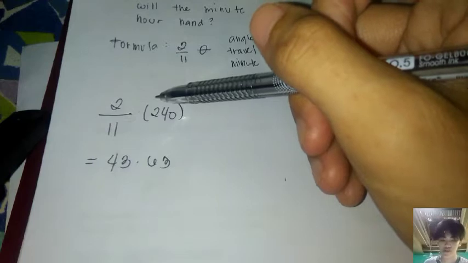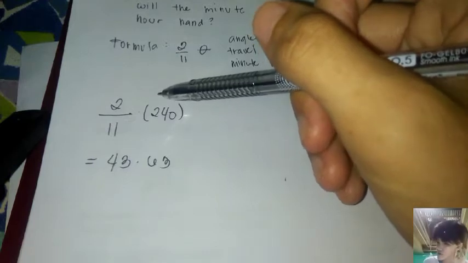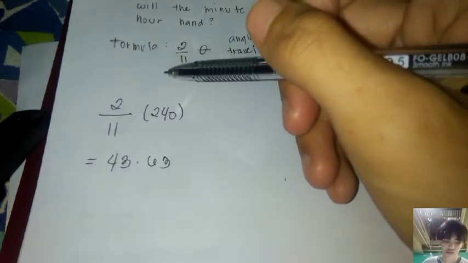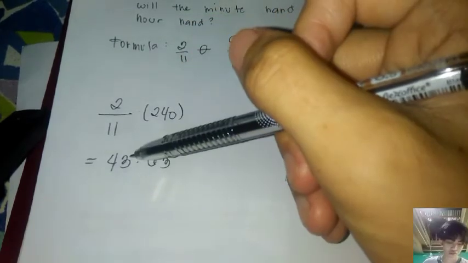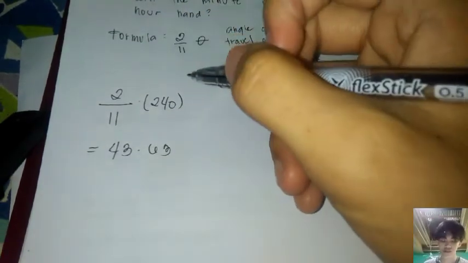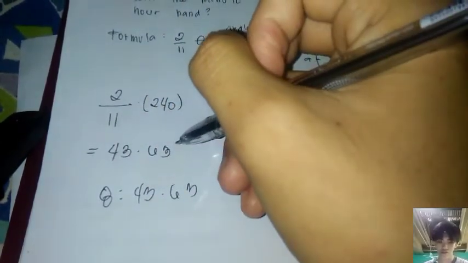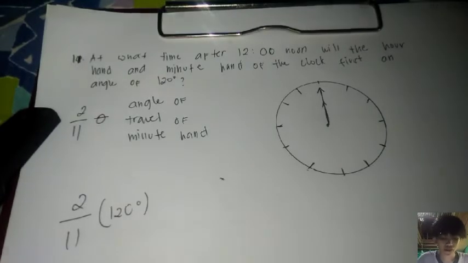So with the use of a scientific calculator, it equals 43.63. So let's use the R. So we have 8R 43.63 seconds. We have, at what time after 12 noon will the hour hand and minute hand of the clock first form an angle of 120 degrees?